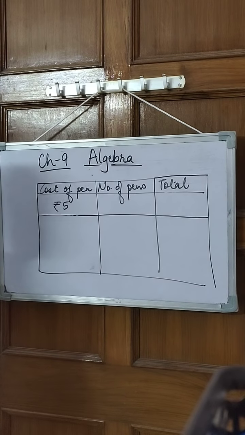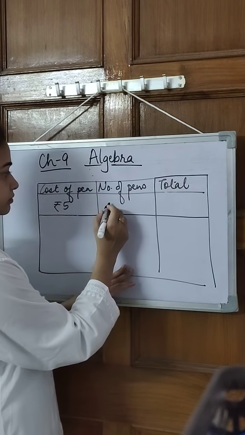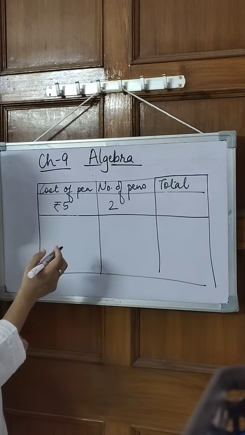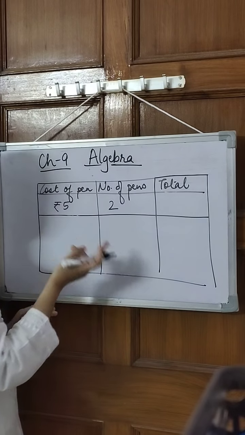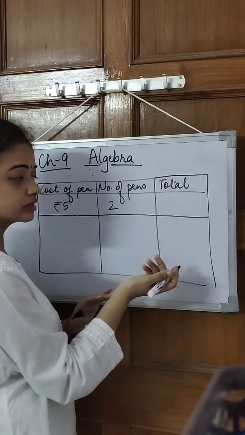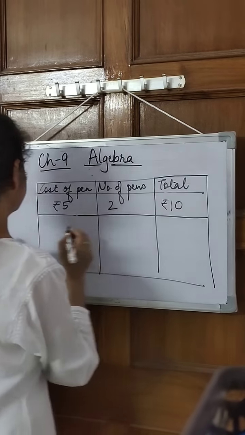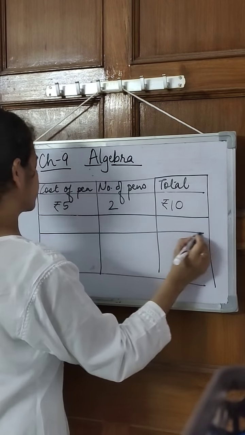So the shopkeeper will say that the cost of one pen is 5 rupees. Now the customer says, I want 2 pens. So what does the customer have to pay? Since one pen is 5 rupees and the customer is asking for 2 pens, it will be 10 rupees. Now again one more customer comes.